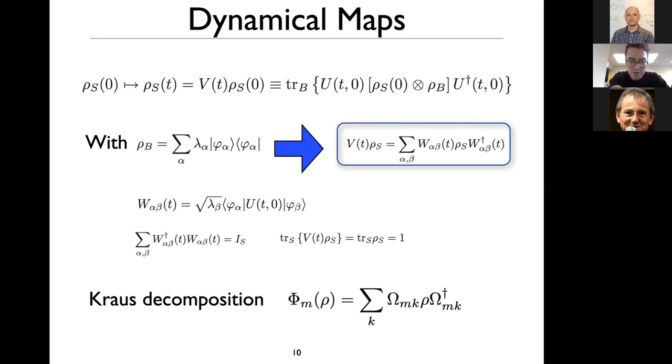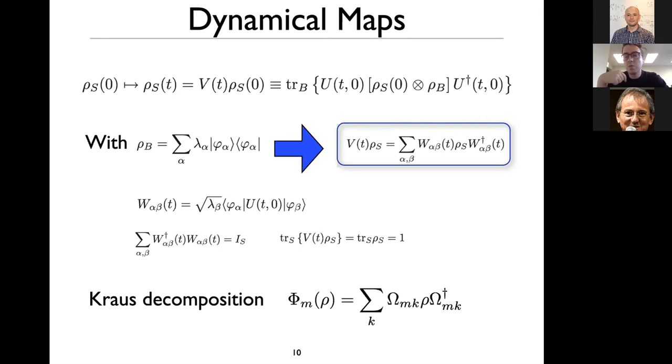On the bottom of this slide, I've written an expression for a quantum channel, written as this linear map phi subscript m acting on a density matrix rho. In order for this channel to be completely positive and trace preserving, it has to admit a so-called Kraus decomposition. The Kraus decomposition is just what's on the right hand side of this equality.